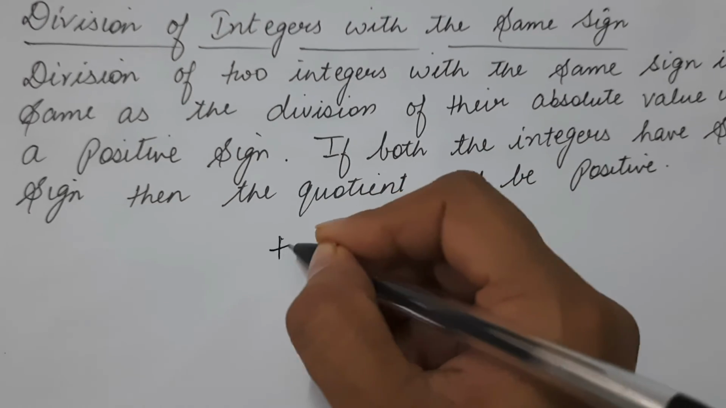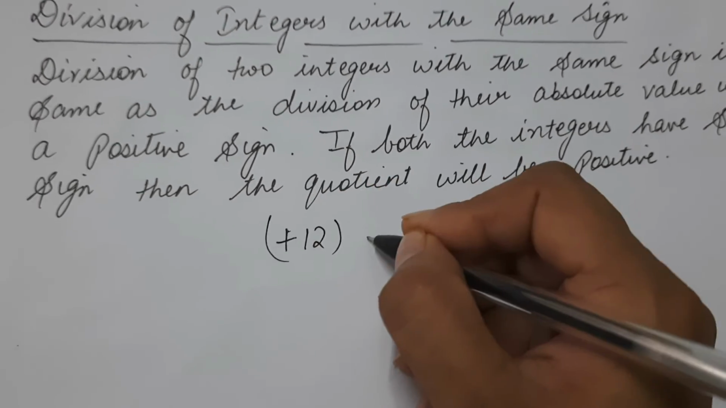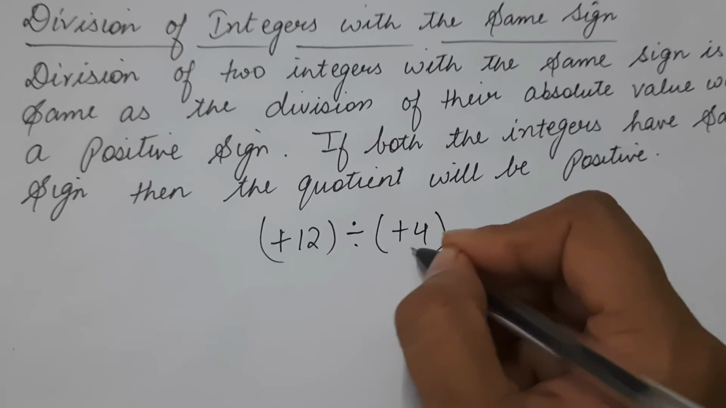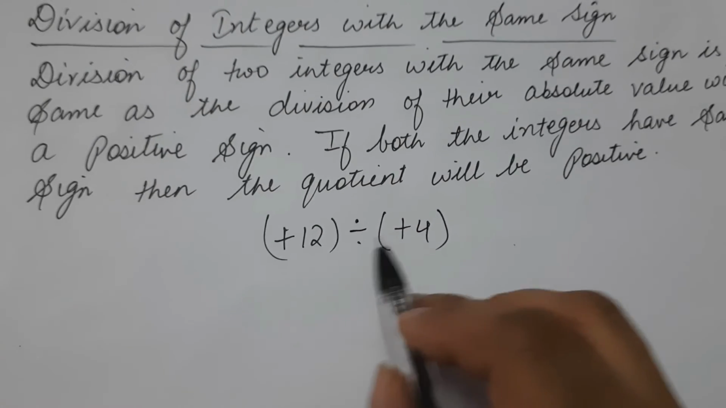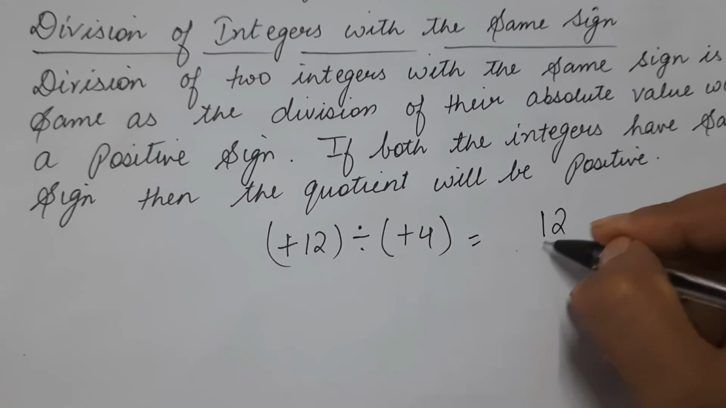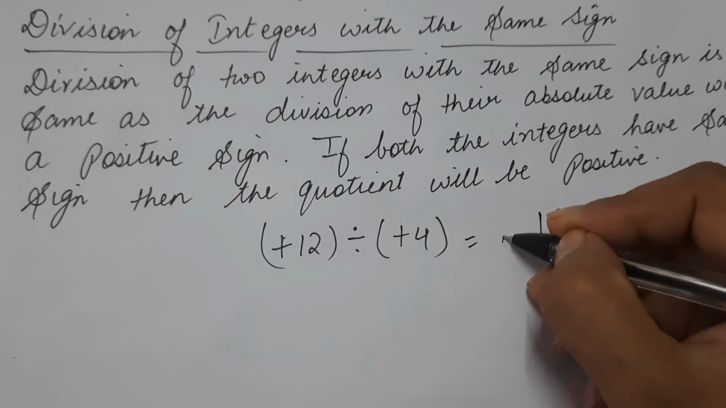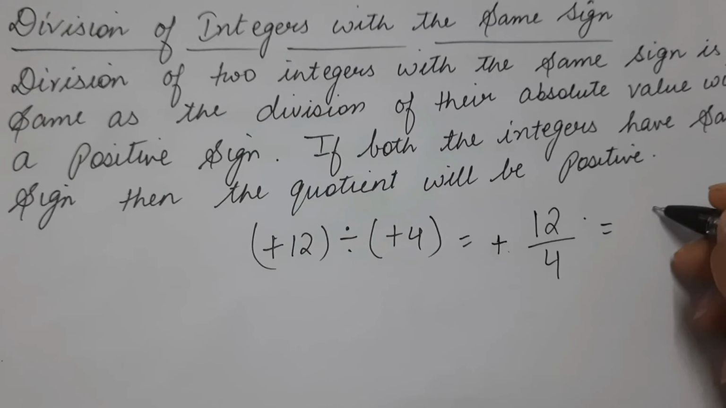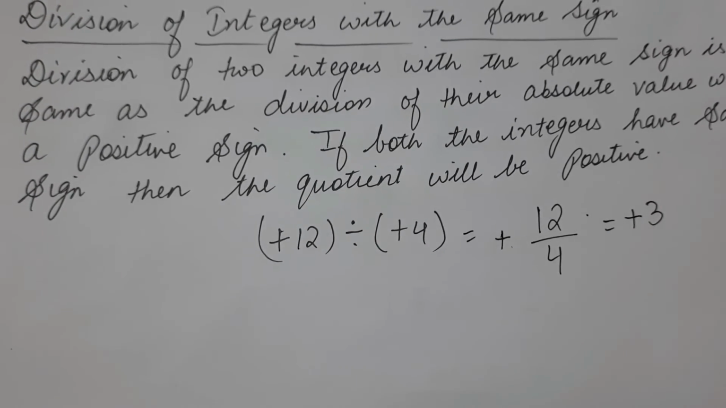Suppose we have to divide +12 and +4. See, both the integers have the same sign. Both the integers have a plus sign. So what will we do? We will divide their absolute values and the sign will be positive. So 12 divided by 4 is 3 and the sign is positive.